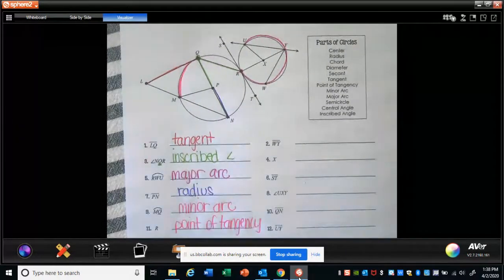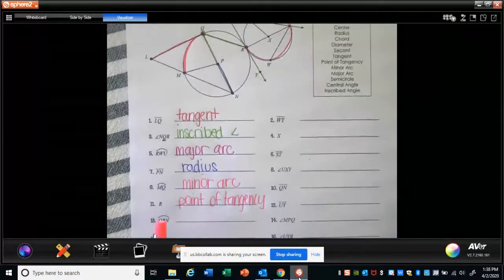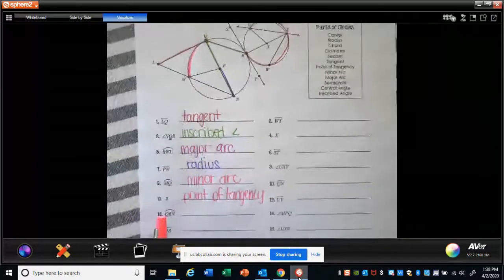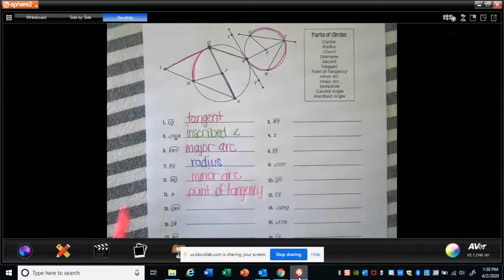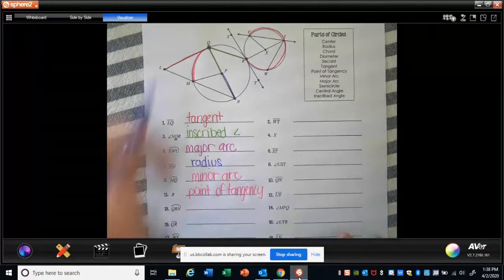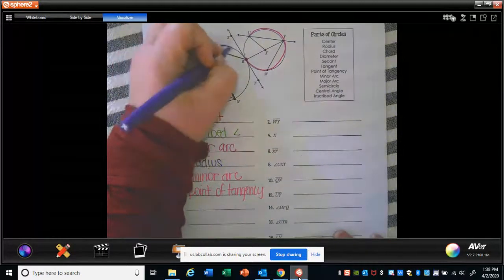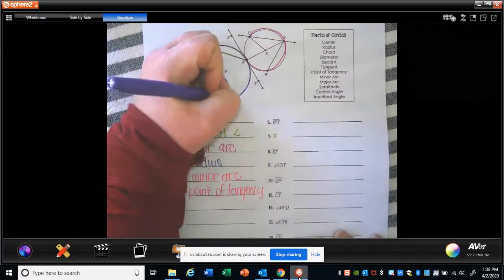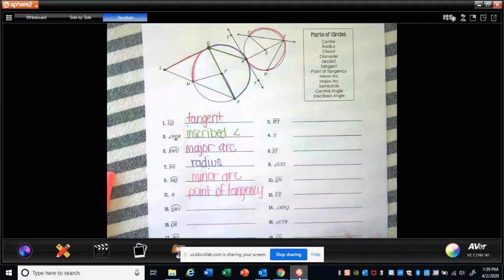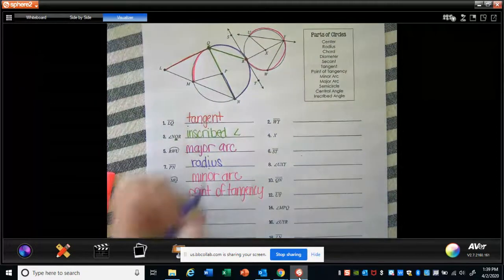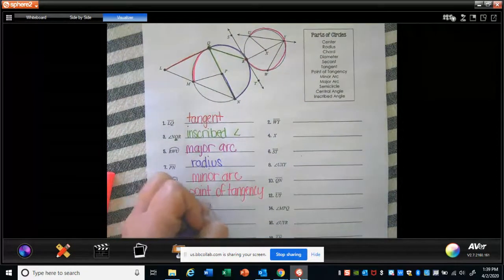All right, so we're going to do a few more, and then you're going to finish out this page, and we'll come back and check it all together. Oops, let's zoom out so we can see. All right, so let's look at arc QRN. QRN, and it's the arc, so we're going on the edge of the circle. We notice that that is half of a circle, so that is our semicircle.